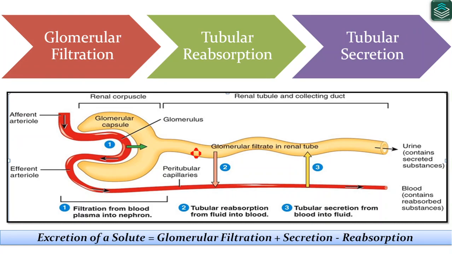Filtration from blood plasma into the nephron is called glomerular filtration, and reabsorption from fluid into the blood is called tubular reabsorption. Some excretory products present in the blood that are not filtered by the glomerulus are secreted again into the renal tubule, which is called tubular secretion. That is, secretion from blood into the fluid. So excretion of a solute equals glomerular filtration plus secretion minus reabsorption.